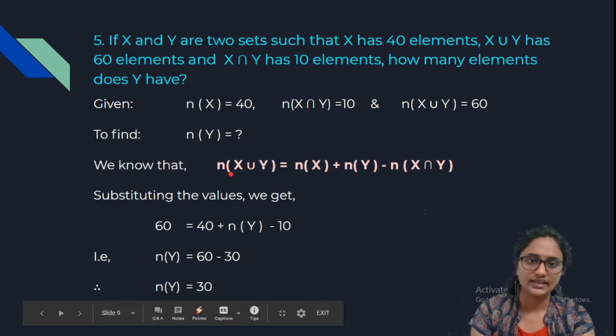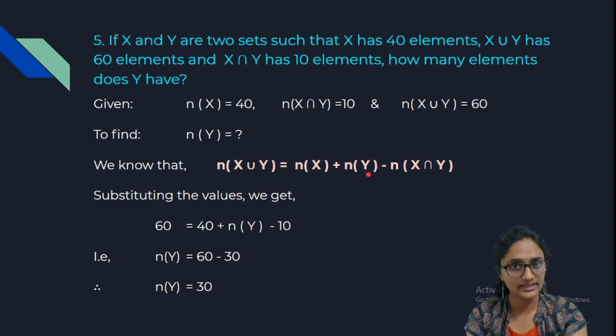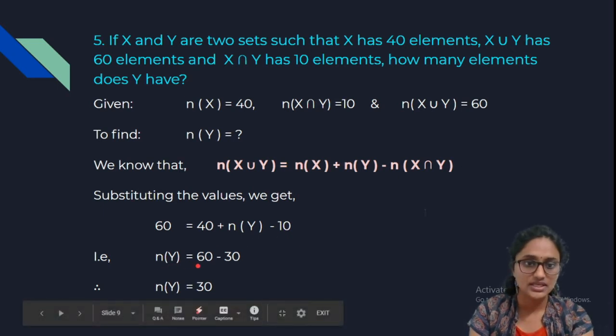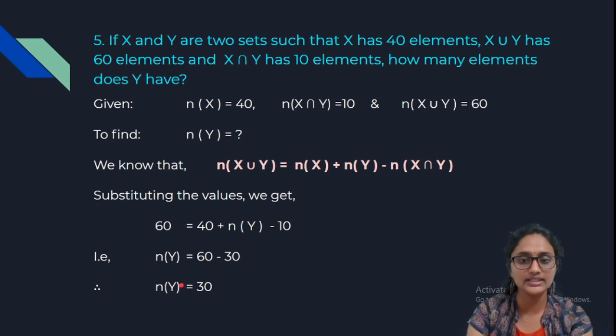We know that n of X union Y is equal to n of X plus n of Y minus n of X intersection Y. So substituting the values, we get 60 is equal to 40 plus n of Y minus 10. So rearranging, n of Y is equal to 60 minus 30. Therefore n of Y is equal to 30. So the set Y will be having 30 elements. So moving on to the next problem.